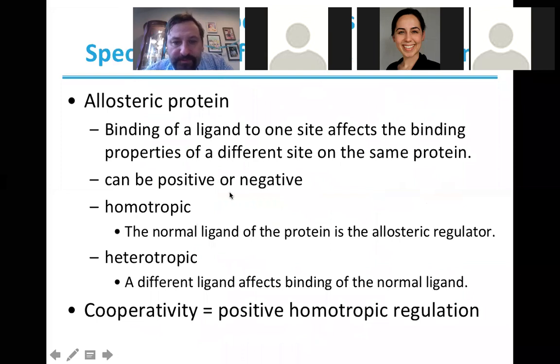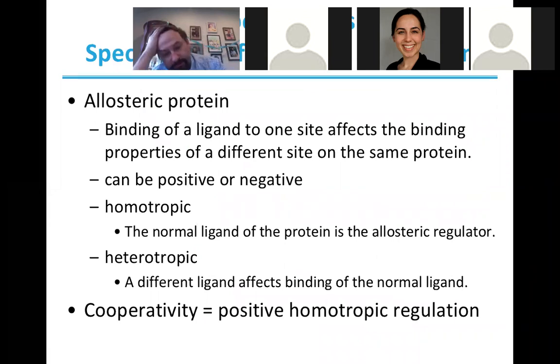And so this can be positive, can be negative, right? In this figure, we saw it was positive, so binding of one ligand actually increases the chances that the other ligand will bind, but it can be negative as well. And we will see an example of a negative one a little later in this lecture. When we have a negative regulator, when it binds, it prevents the binding of another ligand.